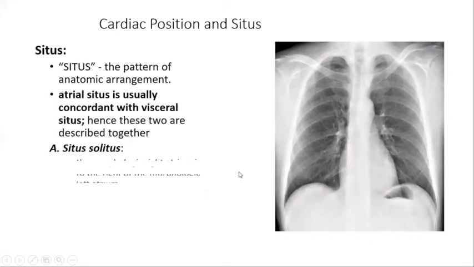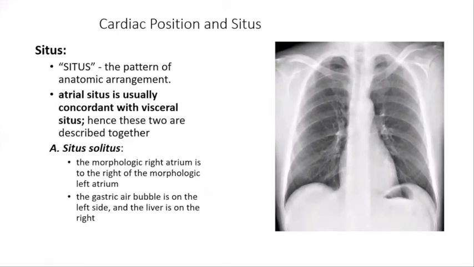Now situs. For situs, we always look at the status of the arterial or great vessels, because the arterial situs is usually concordant with the visceral situs. So this is very important when there are changes in the position of the chambers, when there is dextroposition or dextrocardia. Always take note of the arterial situs, and these are usually concordant with the visceral situs. So this is very important.